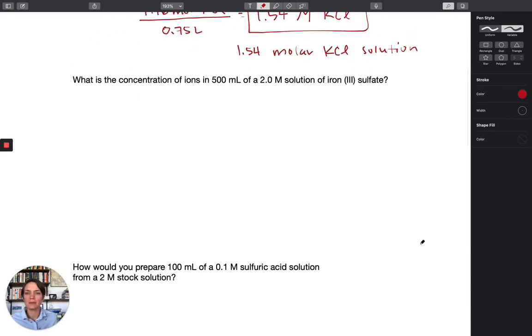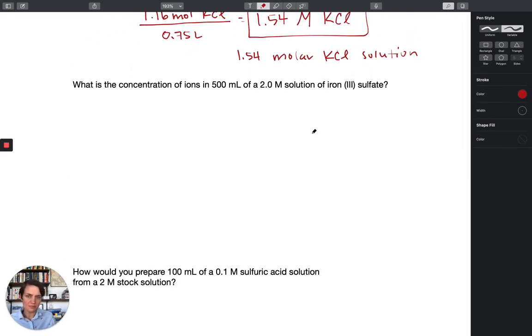So that's one example. We're going to do one more. What is the concentration of ions in 500 milliliters of a 2 molar solution of iron 3 sulfate? Cool. Let's go with purple for our color. So we have 500 milliliters, 2 molar iron sulfate. Question is concentration of ions.